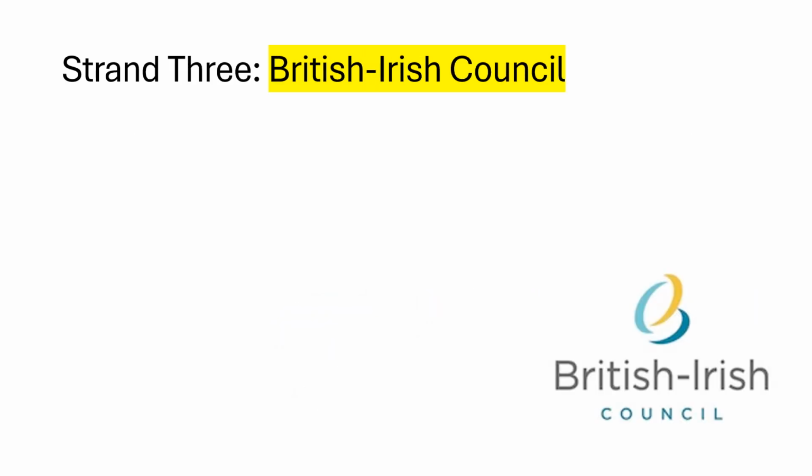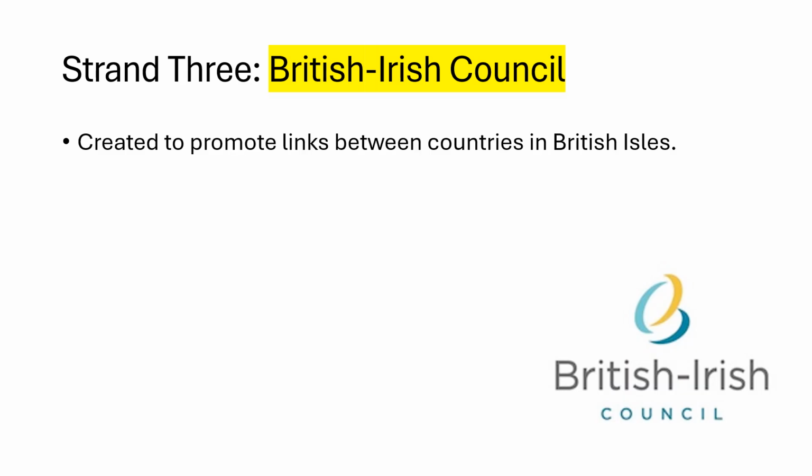So Strand 2 was north-south, and the north-south ministerial council. Strand 3 is east and west. It's British and Irish. So it creates a new British-Irish council, which you can see here, the logo for it on the bottom right of your screen. It's created to promote links between countries in the British Isles. So just all the countries on the island of Britain and all the countries on the island of Ireland.